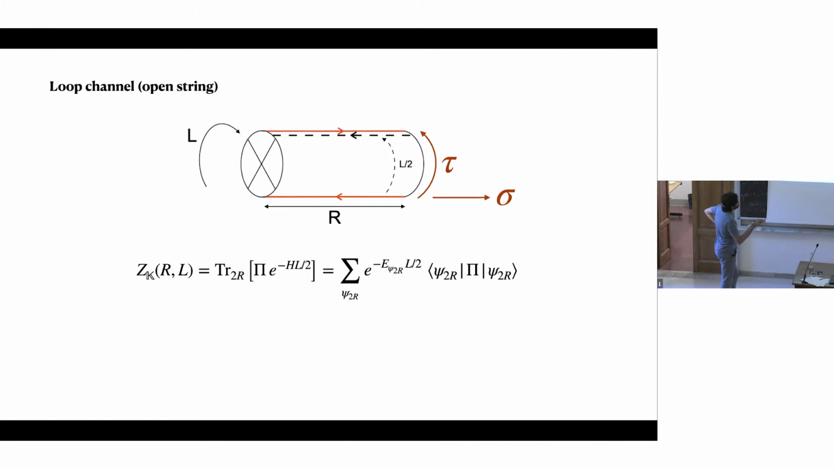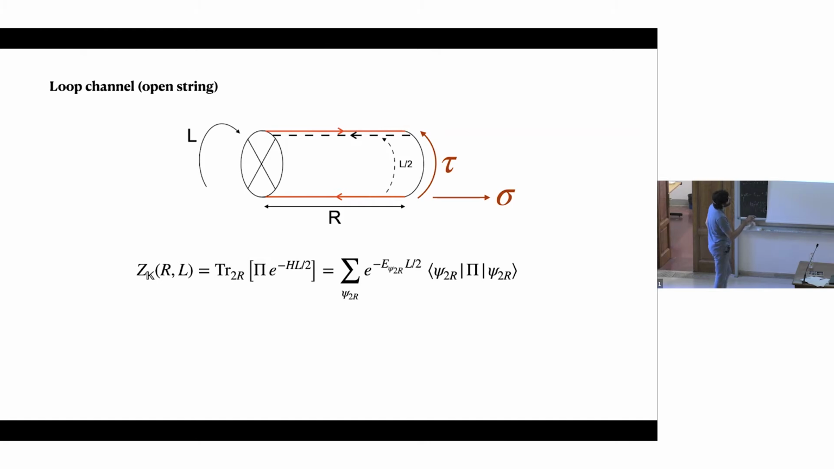I evolve by time L over 2. If I don't do anything else, I get to a state with orientation like this dashed arrow. So to make it into this red arrow, I have to insert a parity operator that reflects this direction. Okay, so this is the Klein bottle partition function in this other channel.